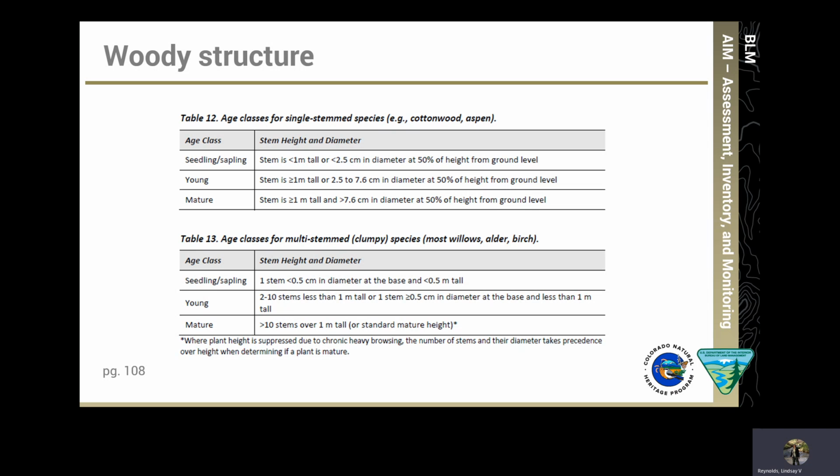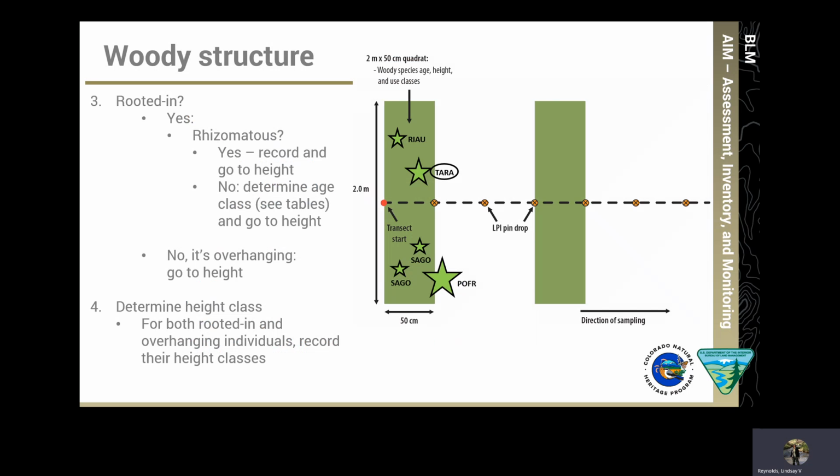For multi-stem species, such as many willows, you look at table 13 to determine which age class they fall into. And again, we have seedling, sapling, young, and mature, and different definitions for each category as far as the thickness of the stems and the height of the individuals. Once we either identify the individual as rhizomatous or give it an age class, then we go to determine the height.